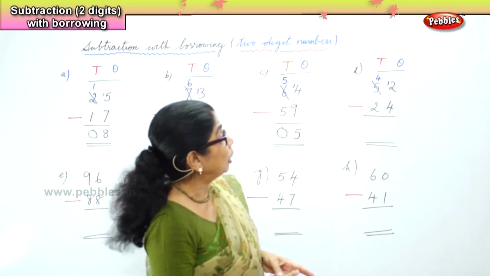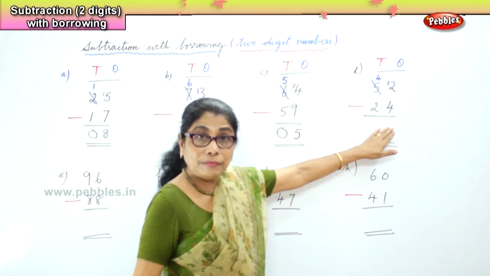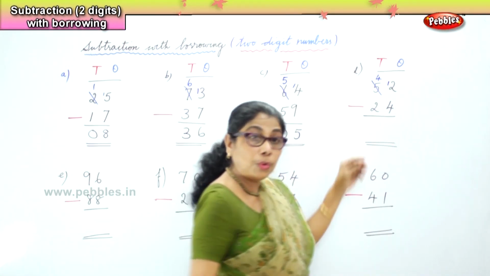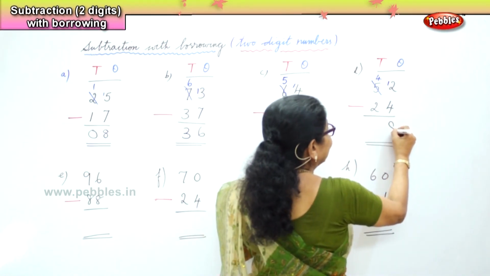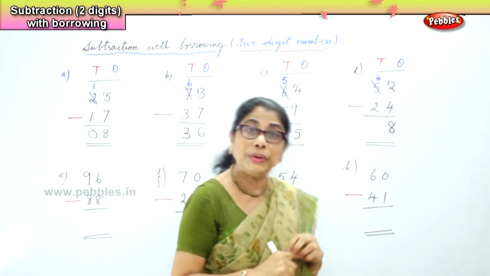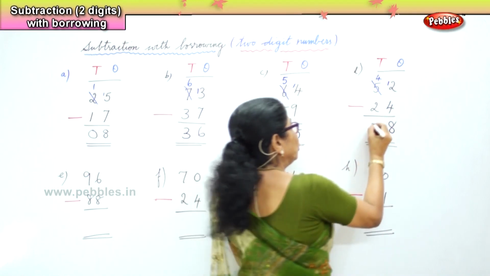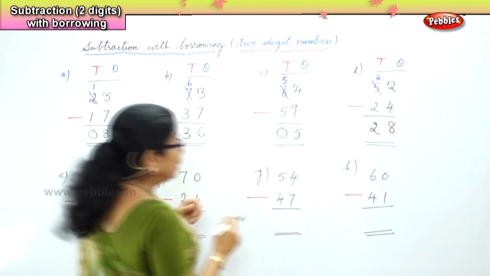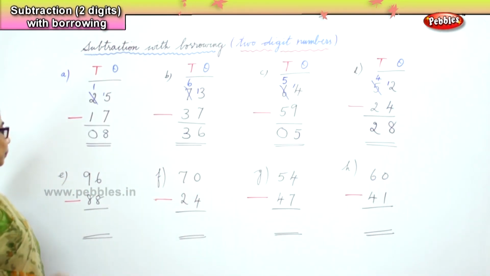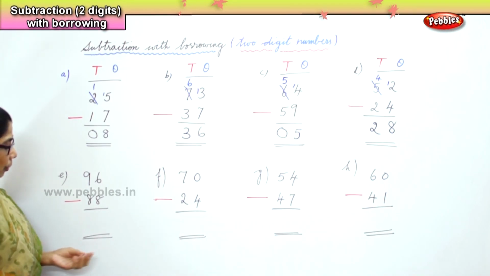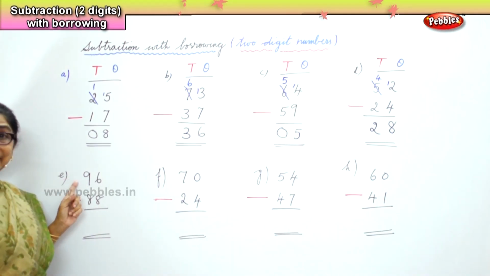Now we have 12 take away 4. What is 12 take away 4? Good, 8. 4 take away 2 is 2. Very good. So now we got the answer. Let's get to another sum.